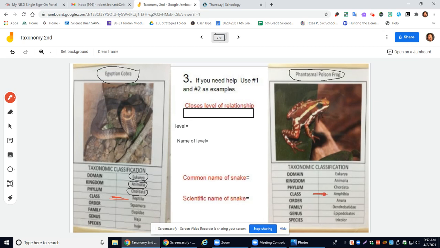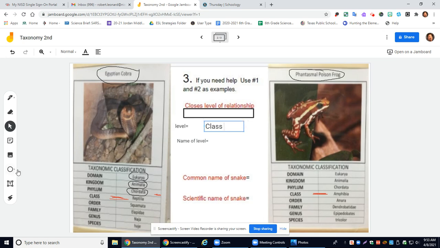So, an Amphibia starts off with gills and then gets lungs, whereas Reptilia does not do that. Okay, they're kind of common as far as their skin, but anyways, moving on. Chordata means they have a backbone, so that's their closest level of relationship. All right, so the closest level of the relationship. The level is class. They belong to the same class.